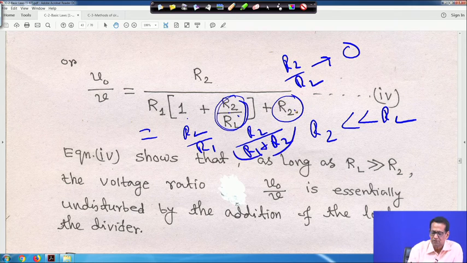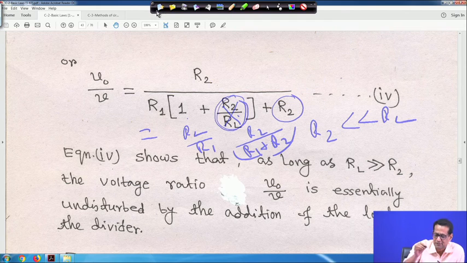If your R2 is too small compared to R1, then you can neglect it, and it will become R2 upon R1. Otherwise, if R2 is much smaller compared to RL, then this term can be eliminated, because 1 plus 0.00 something may come. So it will be approximately R1 plus R2. In that case R2 upon R1 plus R2, but if R2 is also very small compared to R1, then it will be R2 upon R1. But R2 being very small means the V0 by V ratio will be very small. So, this is some kind of understanding.